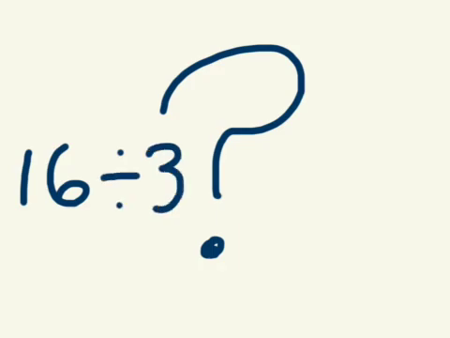So now we find ourselves in the tricky situation of what do we do when our things don't fit into nice, even groups? For example, what if I have 16 items and I want to put them into groups of 3? That's where remainders come in.